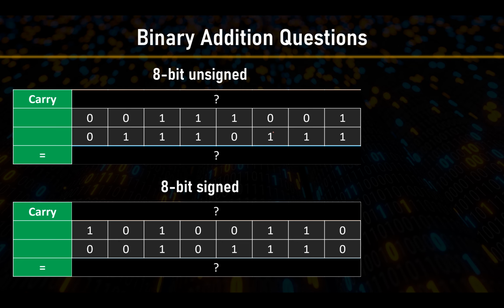Now let's just try some addition. So the first one we're saying is going to be 8-bit unsigned. So here 1 plus 1 is going to be a sum of 0, carry of 1. Again, we've got 2 1s, so sum of 0, carry of 1. Again, 2 1s, sum of 0, carry 1. Again, 2 1s, sum 0, carry 1.